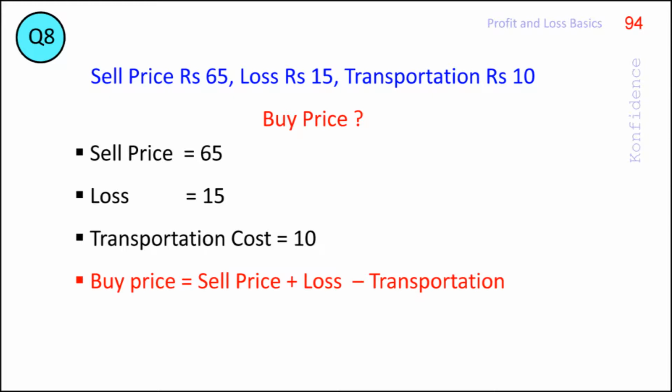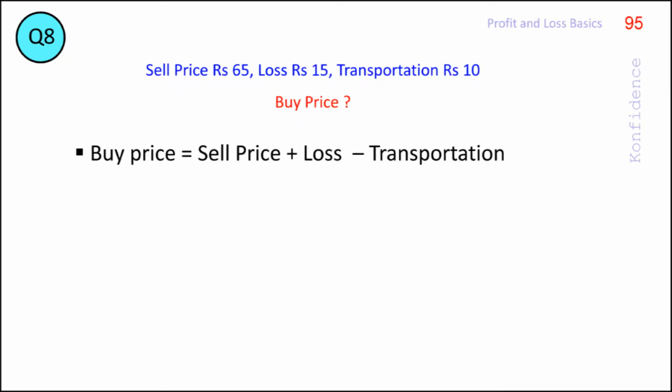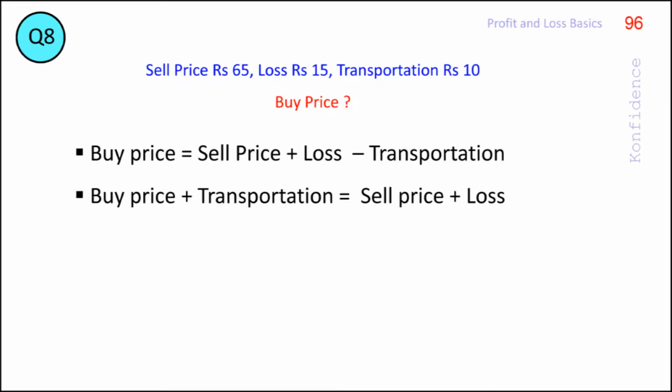Buy price is equal to sell price plus loss minus transportation. If we rearrange this, it will become buy price plus transportation is equal to sell price plus loss. Buy price plus transportation is what constitutes expenditure. Sell price is what constitutes revenue, and therefore we know in the case of a loss, expenditure equals revenue plus loss.